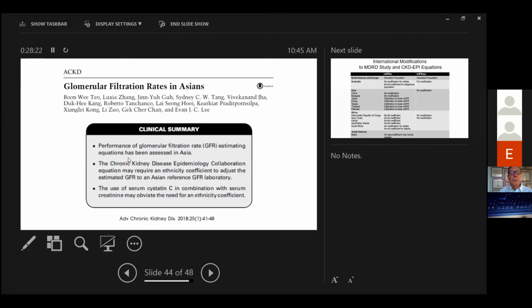In Asians, for example, the CKD-EPI collaboration equation may require an ethnicity coefficient to adjust the estimated GFR to an Asian reference GFR lab. This seems to be less so for cystatin, right? Probably because cystatin is less affected by muscle mass.